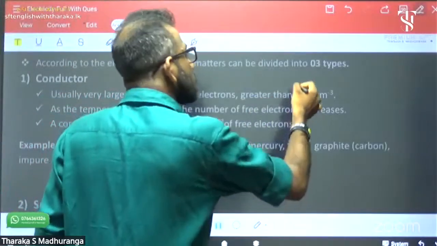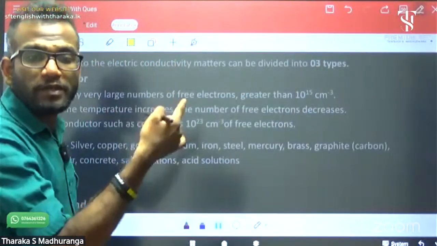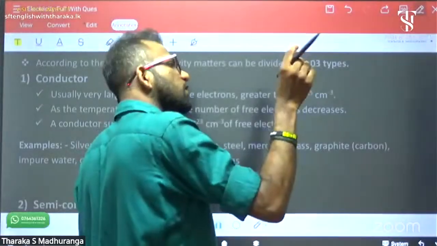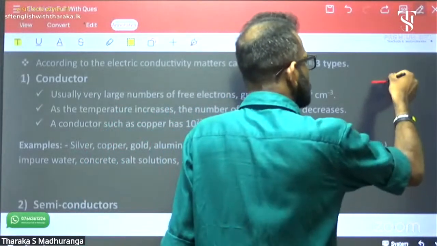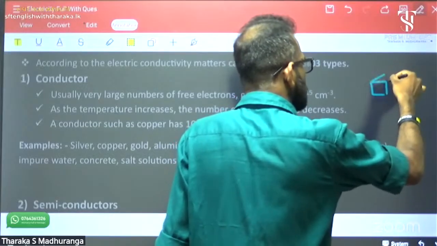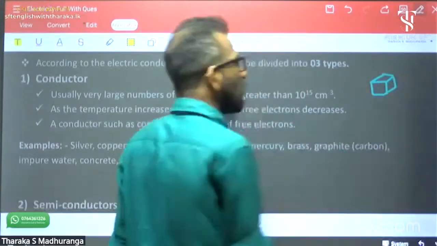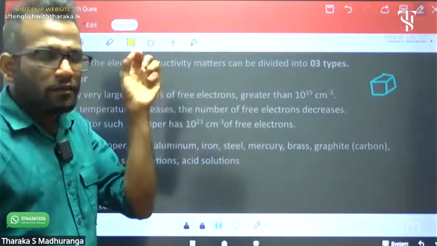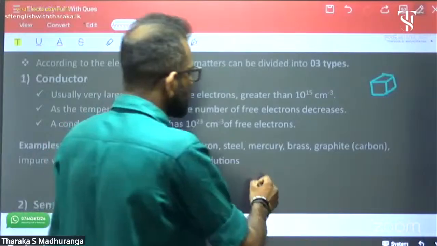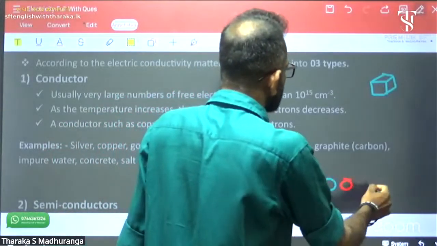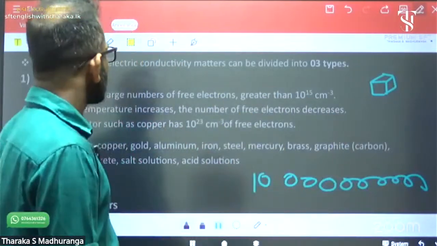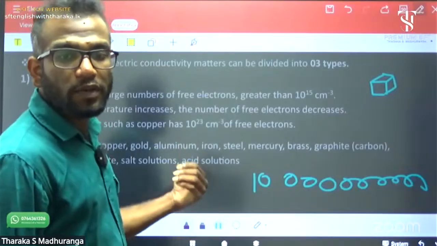Normally it is greater than 10 to the power 15 per cubic centimeter. Okay, think about this value. What is the meaning of cubic centimeter? Cubic centimeter means 1 centimeter length, 1 centimeter height, 1 centimeter width, a box, no? A cube. Within this small cube, 10 to the power 15, that means 10 followed by 15 zeros, that much of free electrons. That's why we call it a huge number.